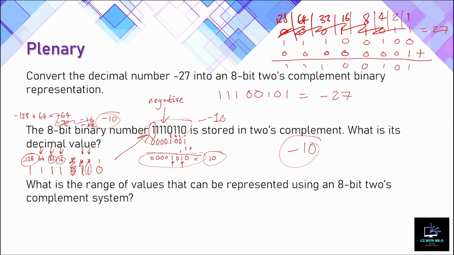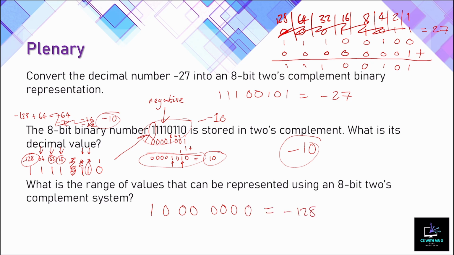And finally, what is the range of values that can be represented using an 8-bit 2's complement system? As we mentioned, the first bit is a sign bit, which simply represents positive or negative, and then we're left with only 7 bits. So the smallest number is 10000000, which equals -128.